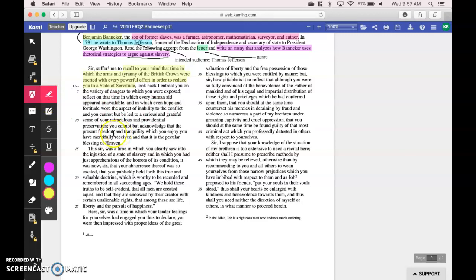The last thing I'm going to draw your attention to is at the end here. He says that it is miraculous how we've overcome this, and that you cannot but acknowledge that the present freedom and tranquility which you enjoy, and have mercifully received, is a peculiar blessing of heaven.